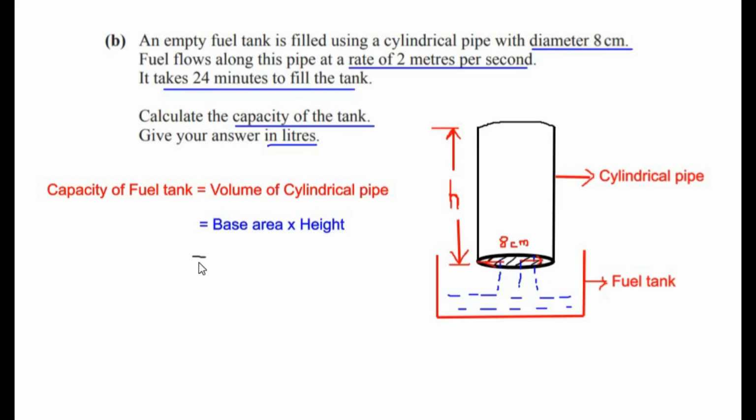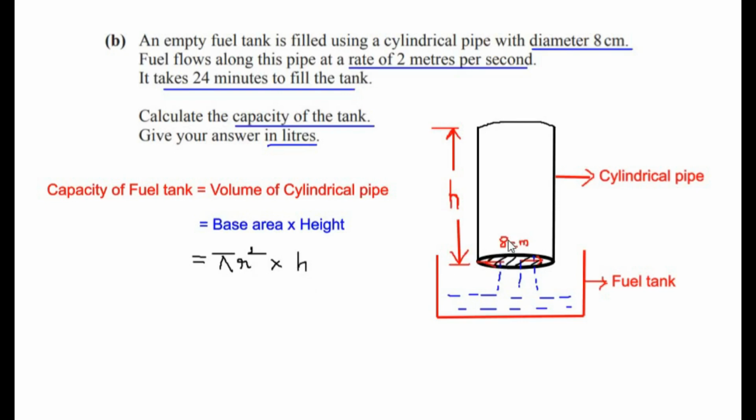So the base area of the circle is given as pi times r square, and we do not know what the height of the cylinder is because it is not mentioned directly, but we have been given some hints in terms of rate and time. So let me write it over here as height, and we will find out later what the height of the given cylinder is.